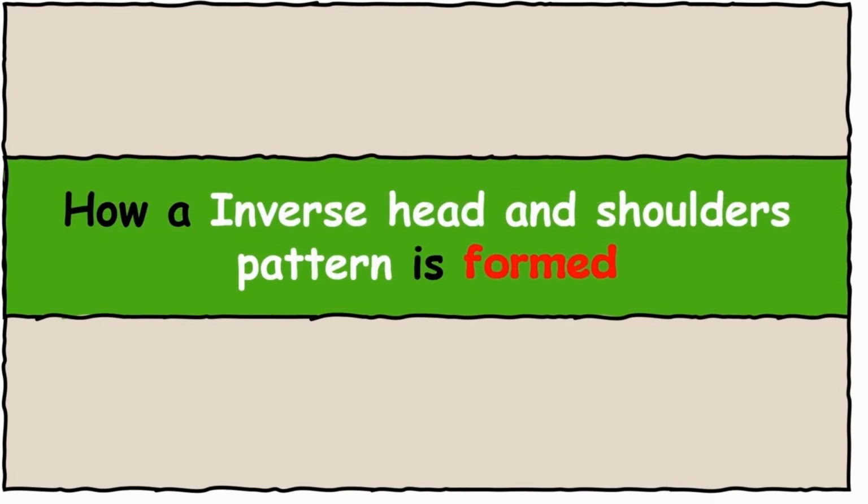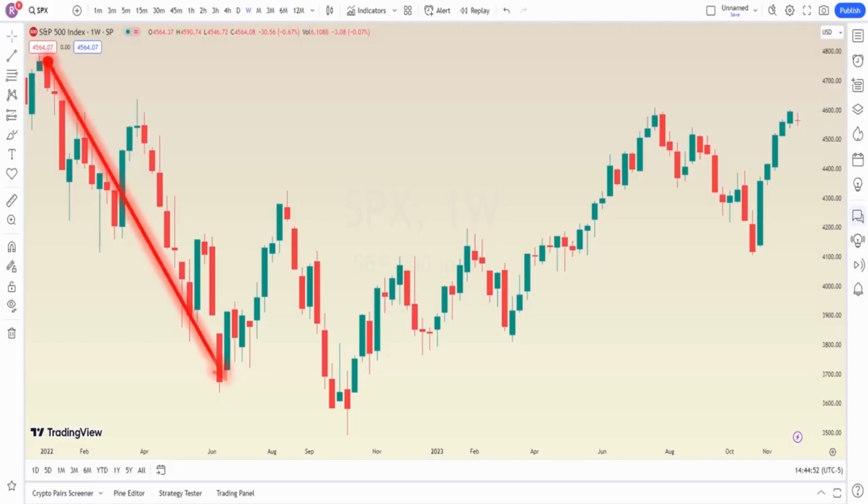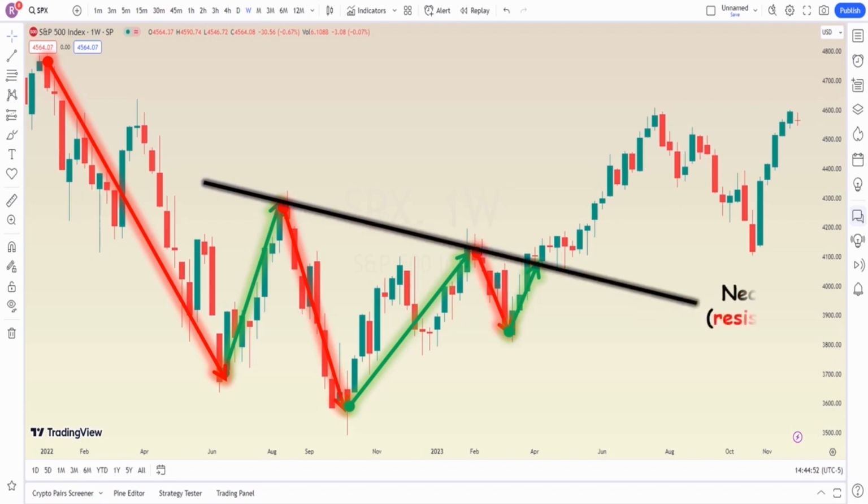How is the inverse head and shoulders pattern formed? The inverse head and shoulders, or inverted H and S pattern, is formed at the end of a downtrend. Is the inverse head and shoulders bullish or bearish? It's a bullish pattern that predicts a reversal from a downtrend to an uptrend.